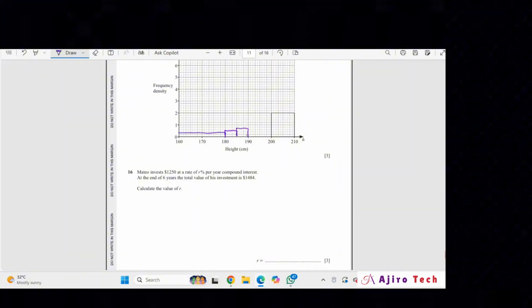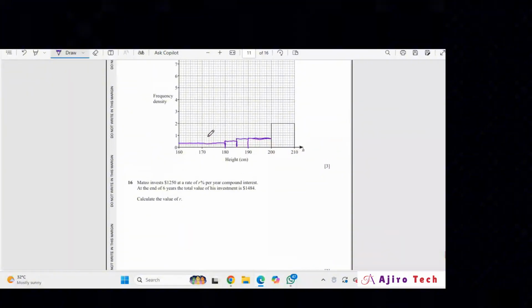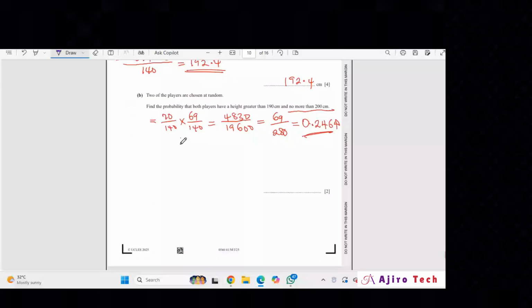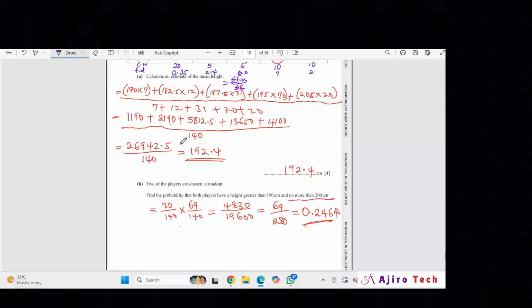This is 2, 4, 6. So 7 will be somewhere up a little. It's not up to 8. So this is what you get. So this is your histogram that you are meant to draw. Very easy. So you need to follow the rules. Now, please, the frequency density here is very simple.